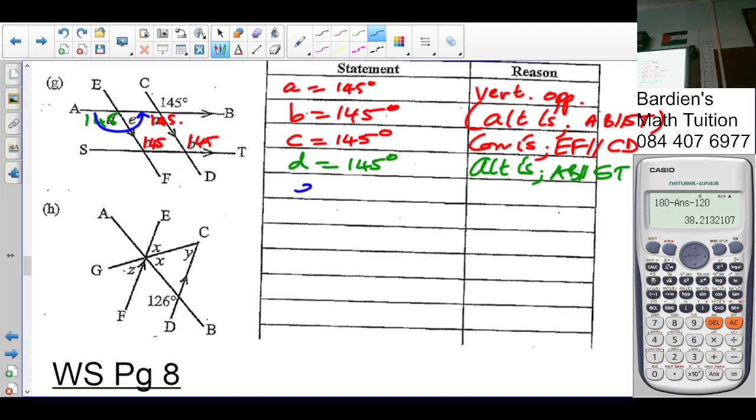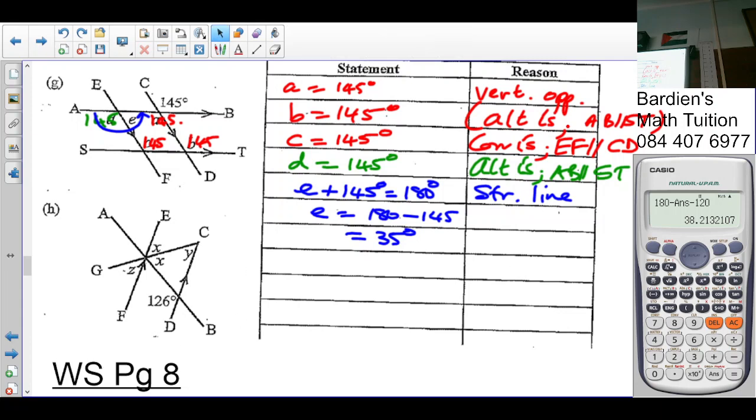So we say E plus 145 degrees equals 180. Why? Angles on a straight line. Not so? So E is equal to 180 minus 145, which is 35 degrees. Alright, you guys understand? Right. At this point, I'm going to give you 5 minutes with that diagram, okay?